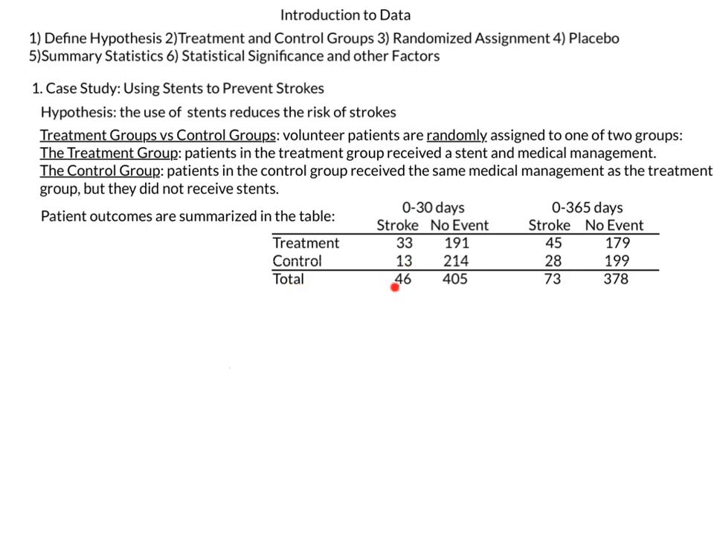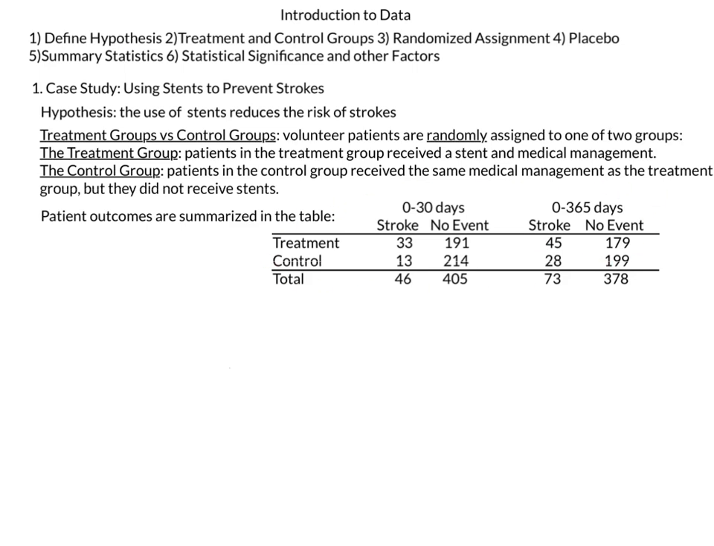So 0 to 30 days, we've had 46 people total with a stroke, 33 from the treatment group, 13 from the control. After 1 month, we've had 405 people with no strokes, no event, 191 from the treatment group, 214 from the control group. After 1 year, we have 73 total people with strokes, 45 from the treatment group, 28 from the control, and after a year, 378 total people with no stroke events, 179 from the treatment group, and 199 from the control group. So this is our summary table.